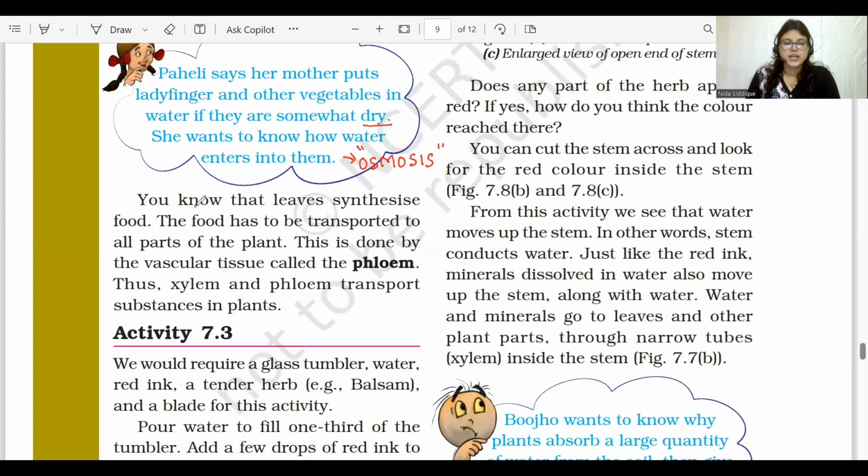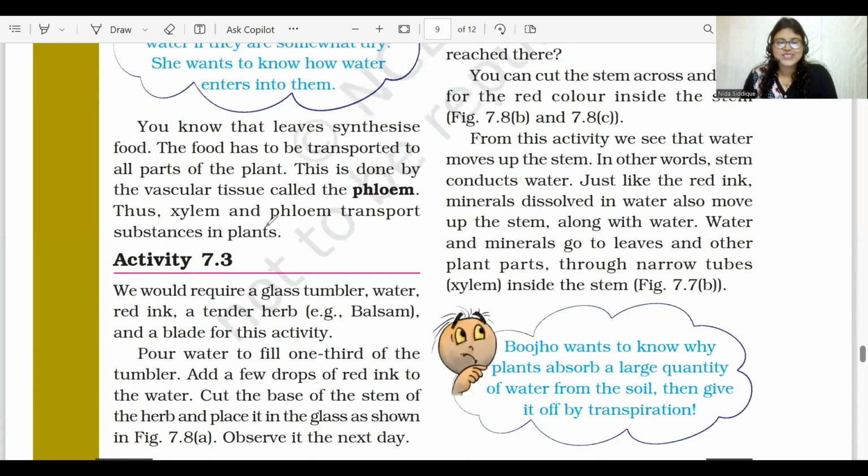Now let's move on. We also know that leaves synthesize food. कौन से process से food बनता है plants में? It is by the process of photosynthesis. अब ये जो food बना है, इसे भी different body parts में भेजना है plants का. So again, that is done by a special type of vascular tissue that is called phloem. So xylem and phloem together form the vascular tissue. Xylem का काम है to transport water and minerals. Phloem का काम है to transport food. So xylem and phloem transport different substances in plants.